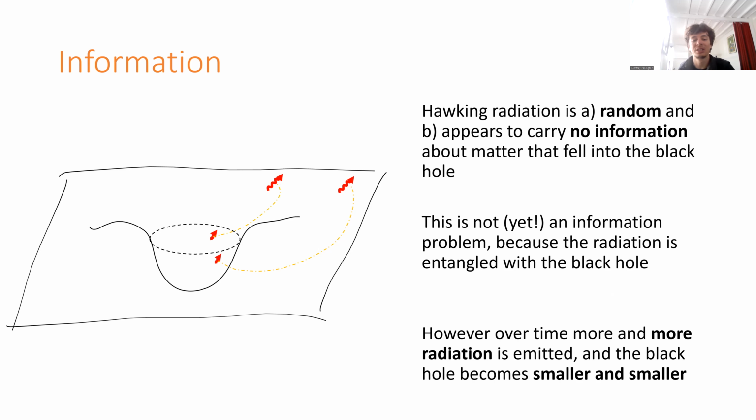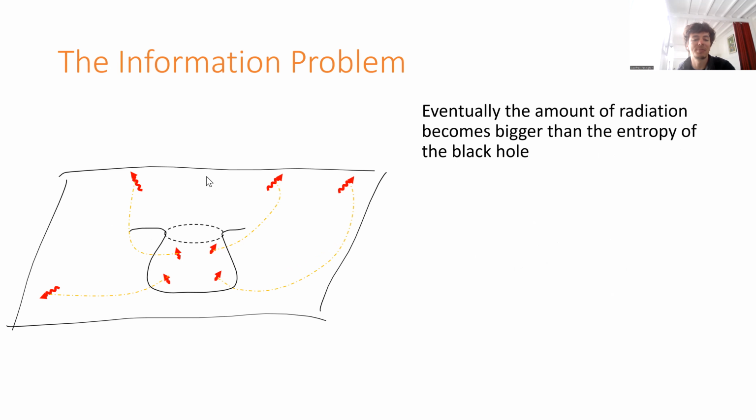However, over time, you're going to get more and more radiation emitted. You're going to have more and more of this noisy radiation coming out, and so on. Each of these things carries a bit of energy, so they're also causing the black hole to become smaller over time. Now we have a much smaller black hole with loads of radiation that's come out of it, and all that radiation is entangled with stuff that was stuck inside the black hole.